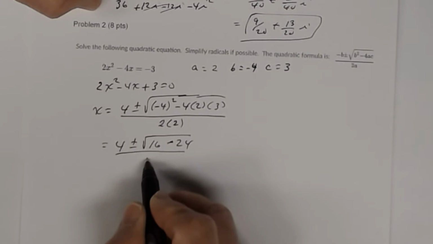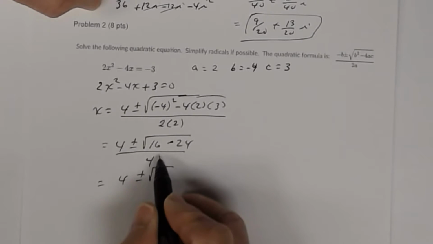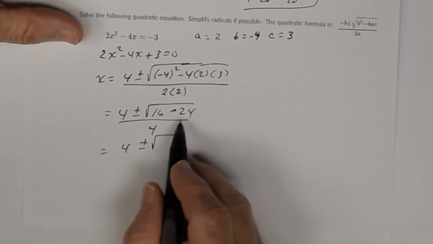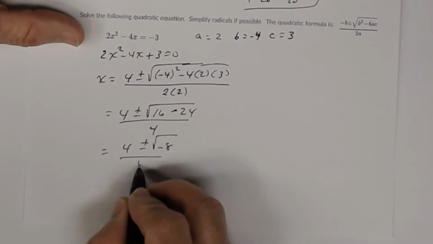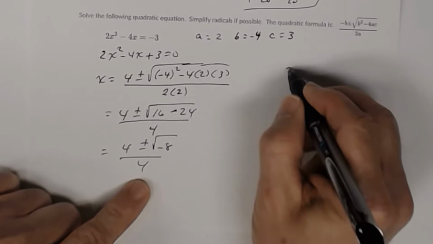Divided by, and then 2 times 2 is 4. And so I get 4 plus or minus the square root of 16 subtract negative 24. I'm sorry, 16 subtract 24 is negative 8, divided by 4. Now let's go ahead and simplify the square root of negative 8. So let's go ahead and talk about that.